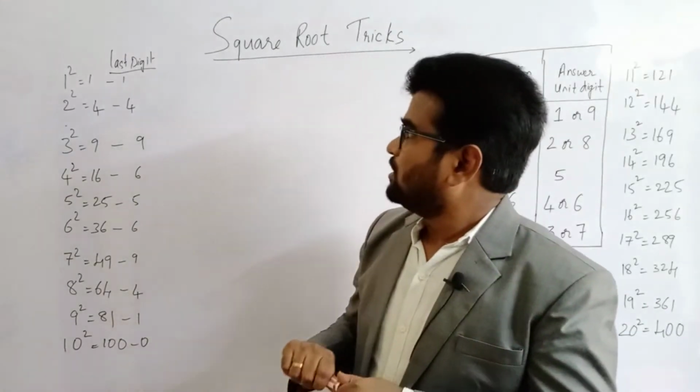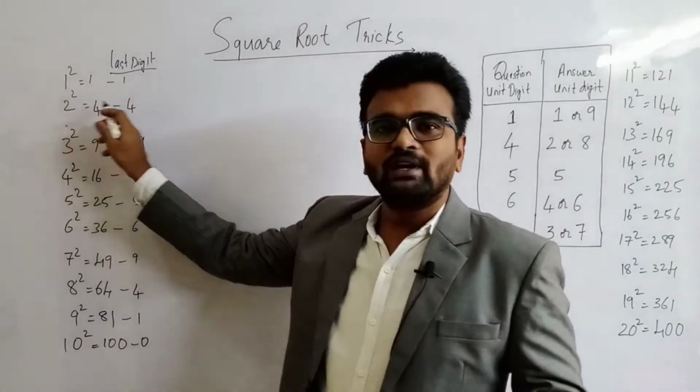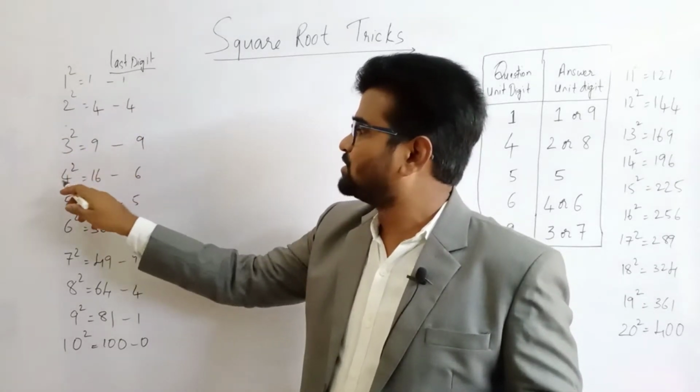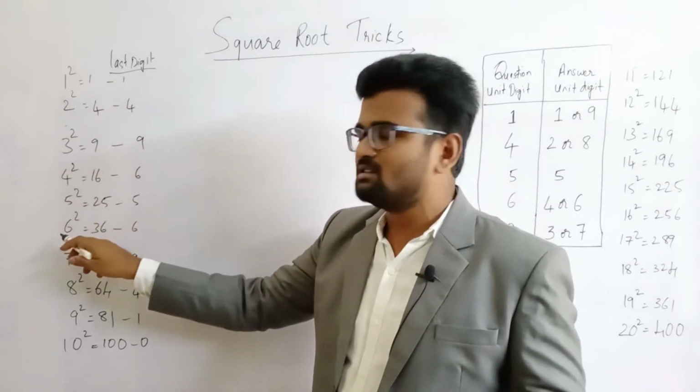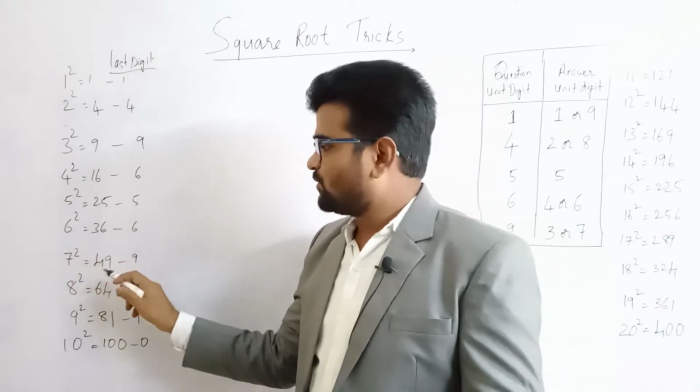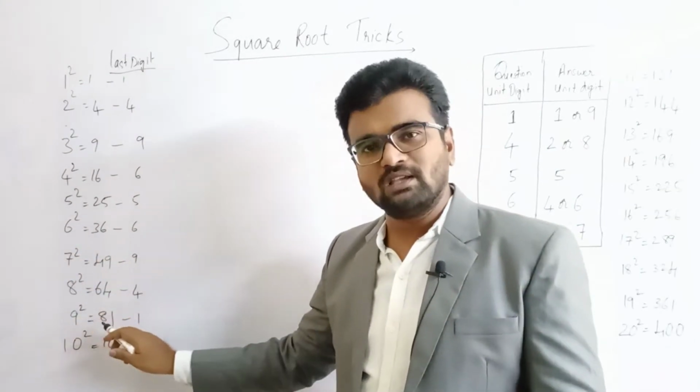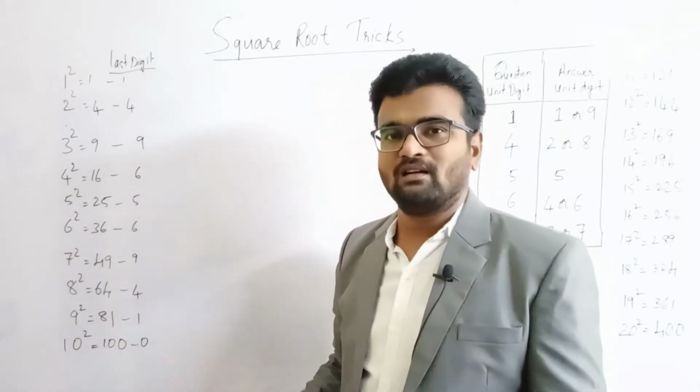We all know 1 square is 1, 2 square is 4, 3 square is 9, 4 square is 16, 5 square is 25, 6 square is 36, 7 square is 49, 8 square is 64, 9 square is 81, 10 square is 100, right?